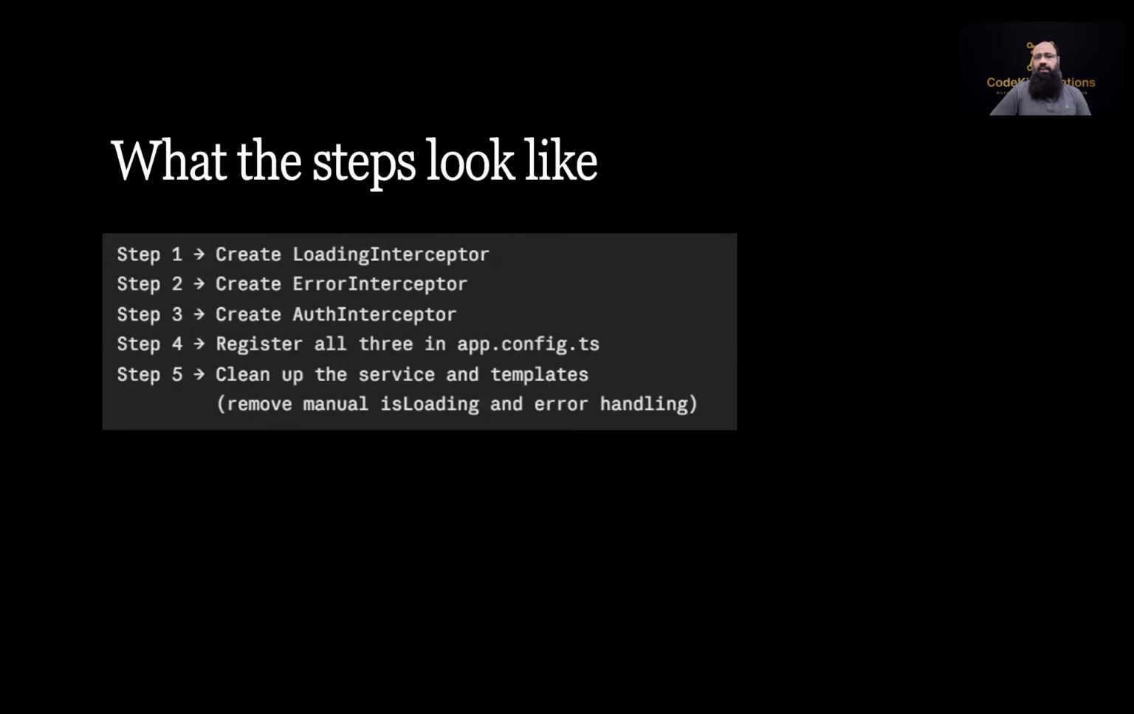So you can see the steps we are going to follow in this video: we are going to create a loading interceptor, then an error interceptor, then an auth interceptor. And we are going to register all of these within app.config.ts. And we will make some necessary changes to modify and clean up the service and the templates.